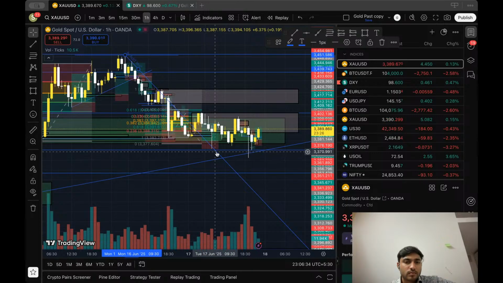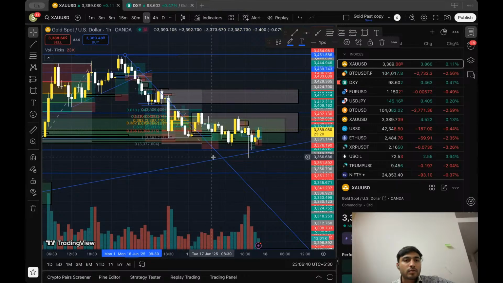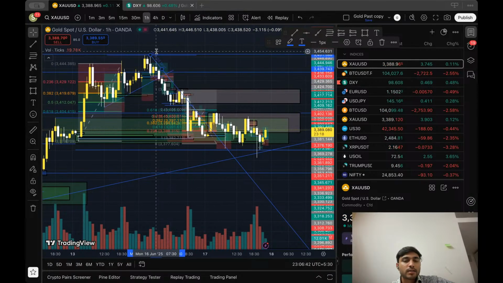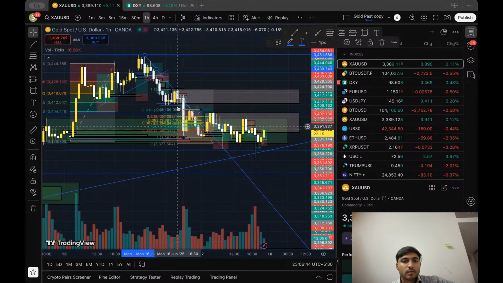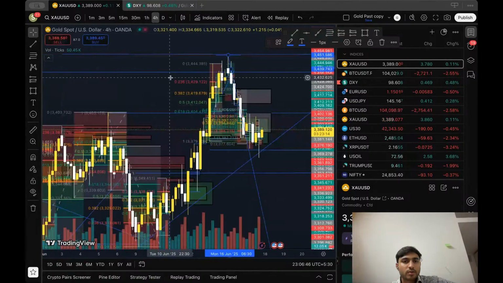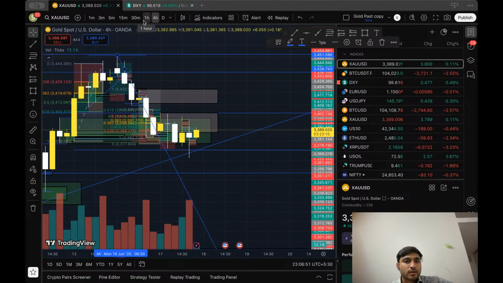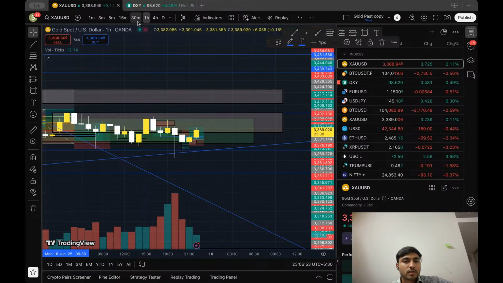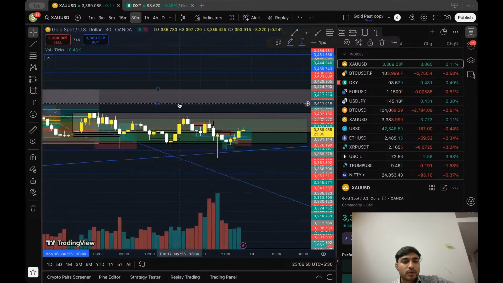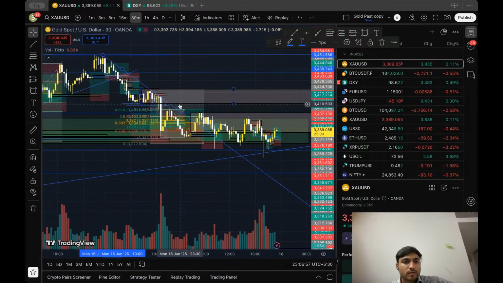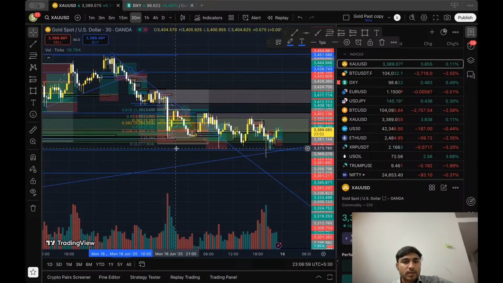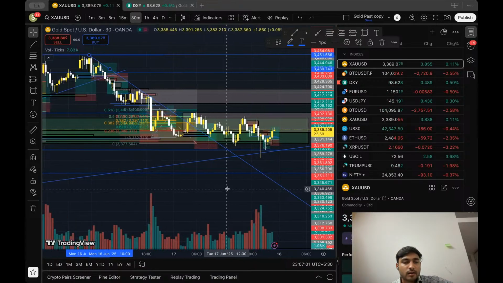Yesterday we drew this trend line trade. I don't know how many people took this trade. It's a trend line in the 4 hour and 1 hour. We'll put the trend line in 4 hours. Let's see what's happening. In the 30 minute you can see that it's a trend line.